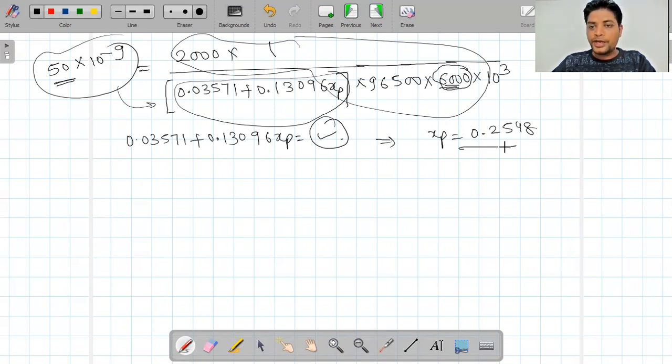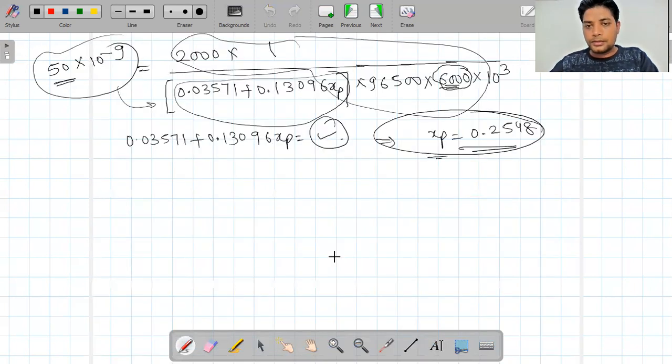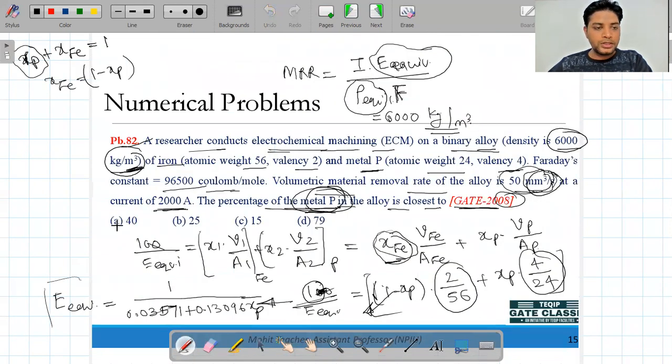So that's why I told you that if you keep 1 there, then at the end this value will be in points only. Now if you want to know how much percentage is needed, just multiply with 100. So this will be equal to 25.48. This will be the percentage of p metal. The options are 40%, 25, 15 and 20.79. So the nearest option is 25. Okay, so this is the right answer.